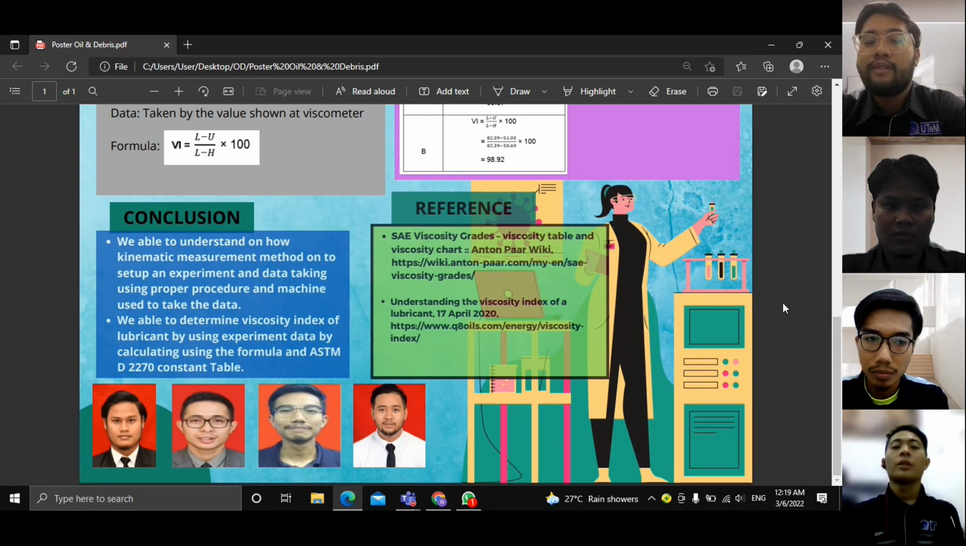And then for the references, we have two references. The first one is the SAE viscosity grade, viscosity table and viscosity chart. And the second is understanding the viscosity index of a lubricant. Both are from the internet.